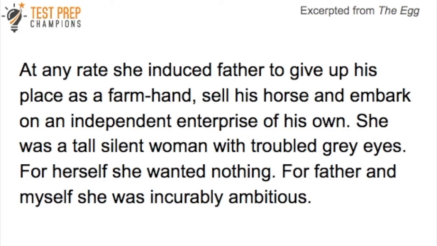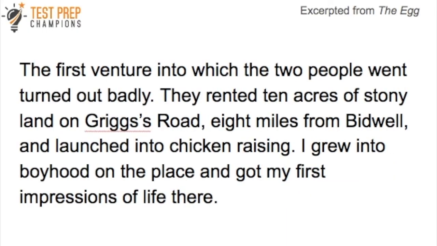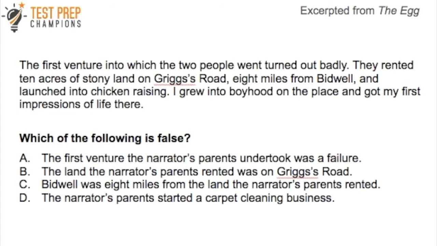At any rate, she induced father to give up his place as a farmhand, sell his horse, and embark on an independent enterprise of his own. She was a tall, silent woman with troubled gray eyes. For herself she wanted nothing. For father and myself she was incurably ambitious. The first venture into which the 2 people went turned out badly. They rented 10 acres of stony land on Griggs Road, 8 miles from Bidwell, and launched into chicken raising. I grew into boyhood on the place and got my first impressions of life there.